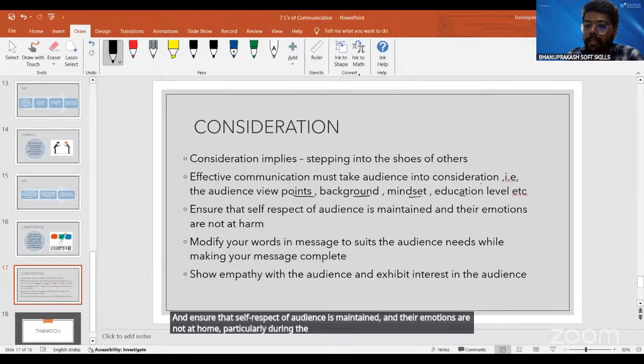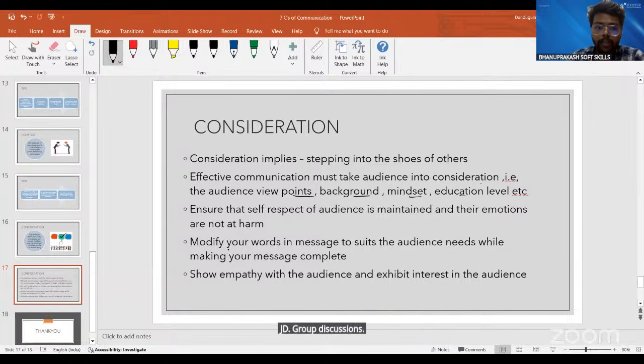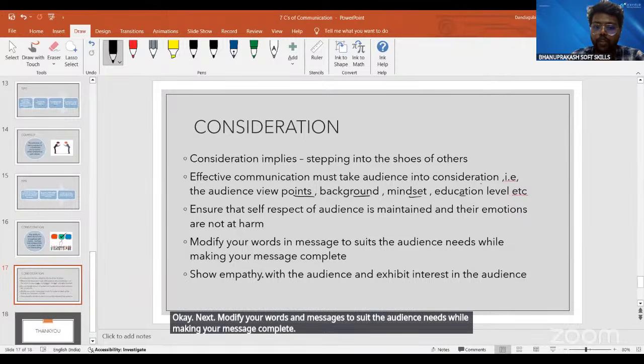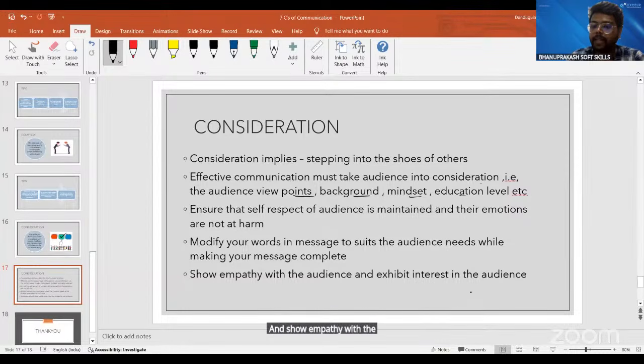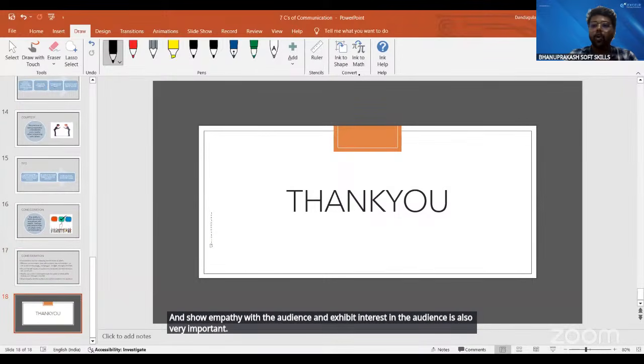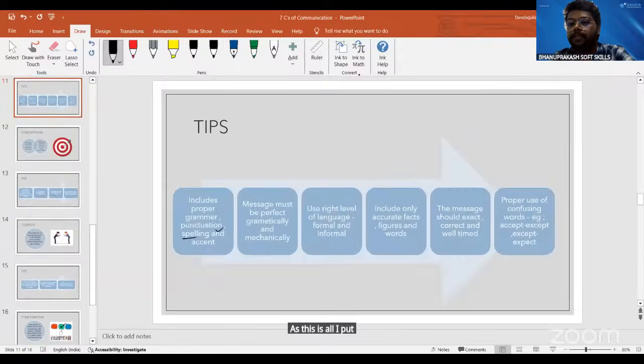Okay, next, modify your words in messages to suit the audience's needs while making your message complete. Showing empathy with the audience and exhibiting interest in the audience is also very important, as this is all about the 7 C's of communication.